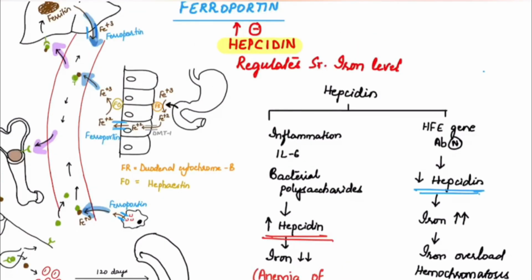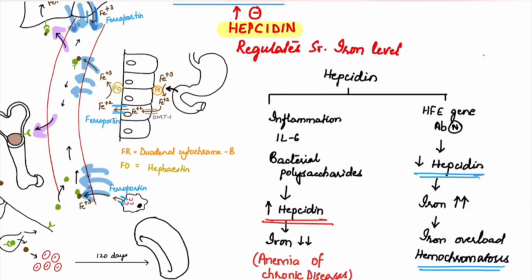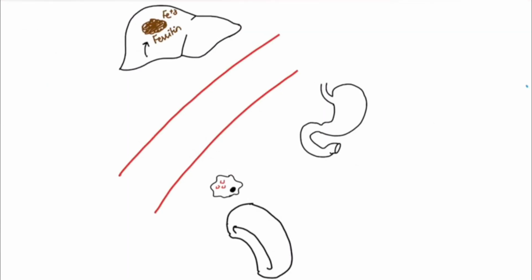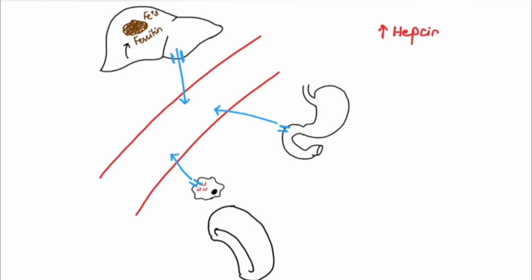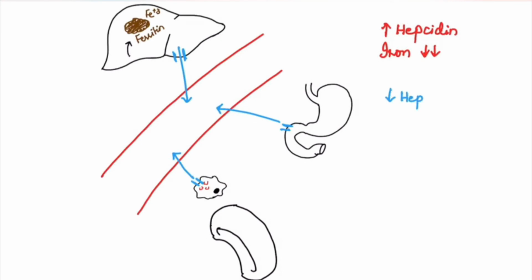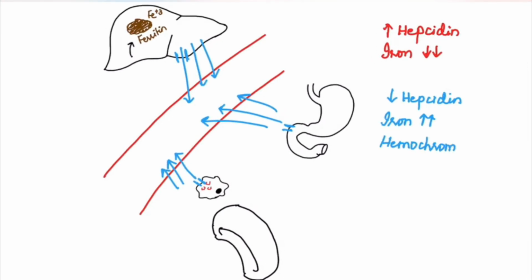And a decrease in hepcidin decreases the inhibition of ferroportin, so more iron enters the body, leading to iron overload and hemochromatosis. Just a simplified presentation of the role of hepcidin. Iron is absorbed from the duodenum through ferroportin. Iron is released from the splenic macrophages and from the liver into circulation through ferroportin. And increased hepcidin inhibits ferroportin, so iron decreases in the body. And when hepcidin is decreased, there is no inhibition of ferroportin, so iron increases, leading to hemochromatosis.